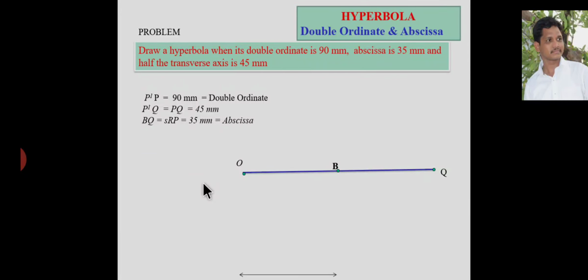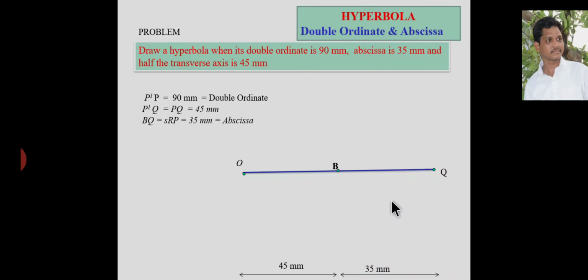Okay, you have to draw an imaginary horizontal line like this and locate the points O, B, Q at a distance of 45 mm. Mark this point O at the left side end and mark point B at a distance of 45 mm from point O. Then you have to mark a point Q at a distance of 35 mm.